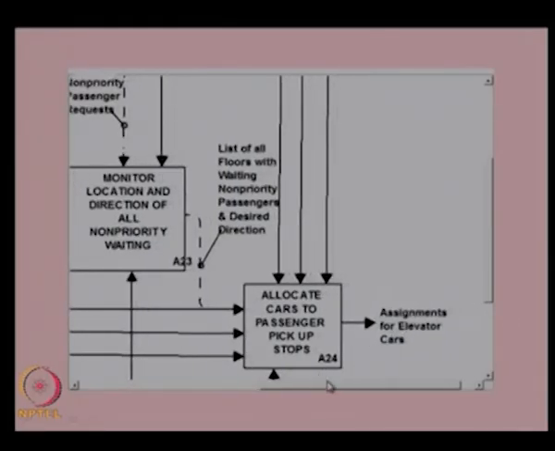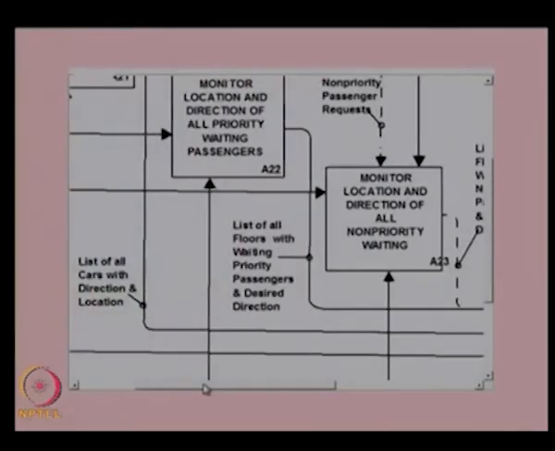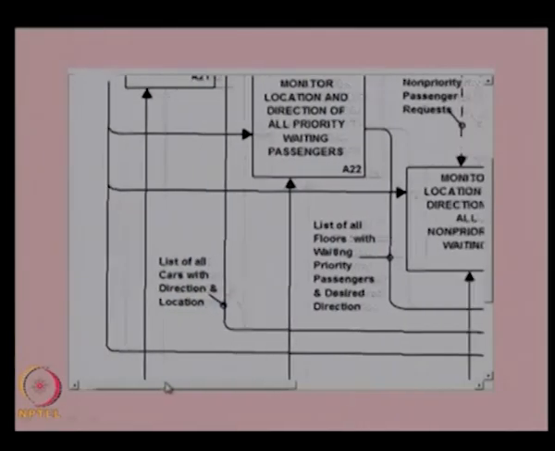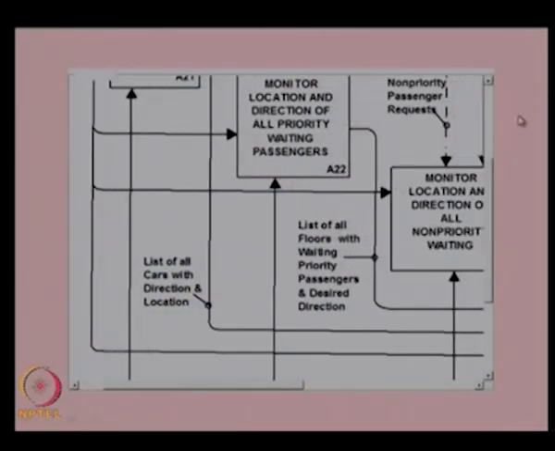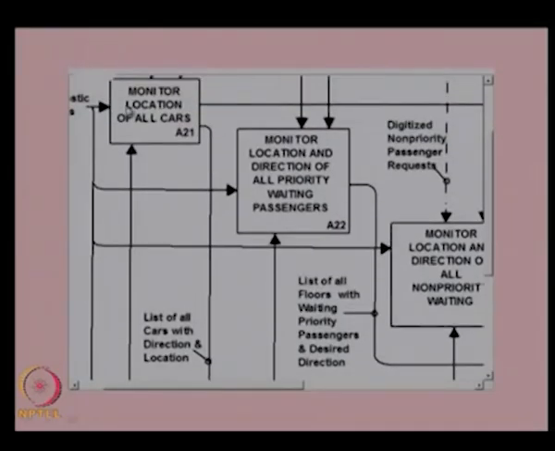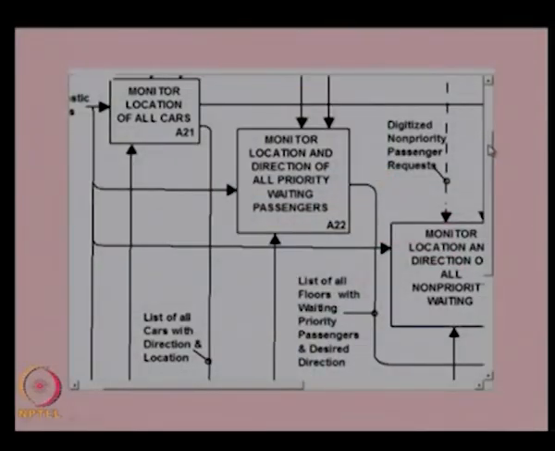So we can see here the control elevator cars as a function. In order to satisfy the requirements, it has to provide the sub functions like monitor location of all cars, then monitor location and direction of all priority passengers, as well as the location of non-priority passengers, and this information will be used by the function to allocate cars to different floors. So that is the decomposition of the A2 function into A21, A22, A23 and A24.